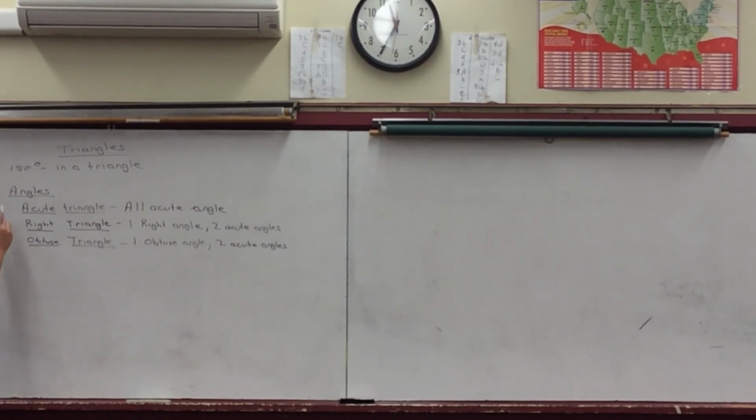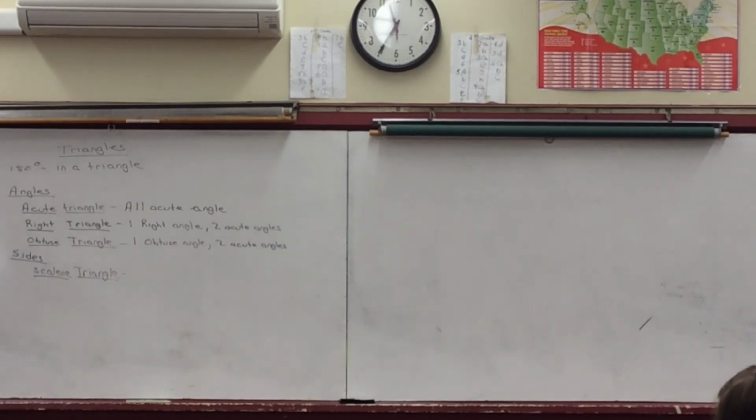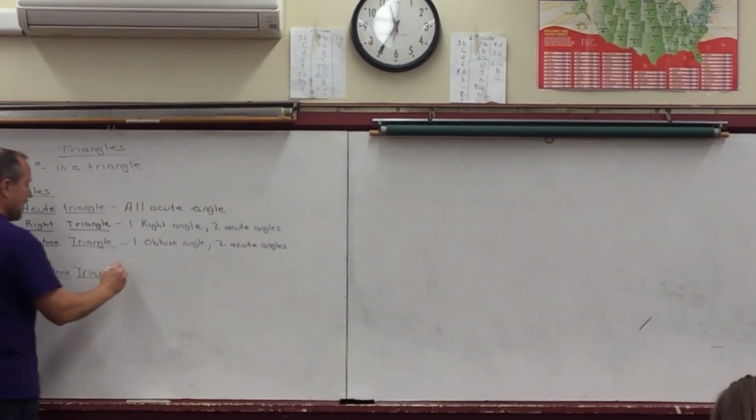Now, we can also identify triangles by their sides. The first type of triangle based on their sides is a scalene triangle. Now, for a scalene triangle, all sides are different.